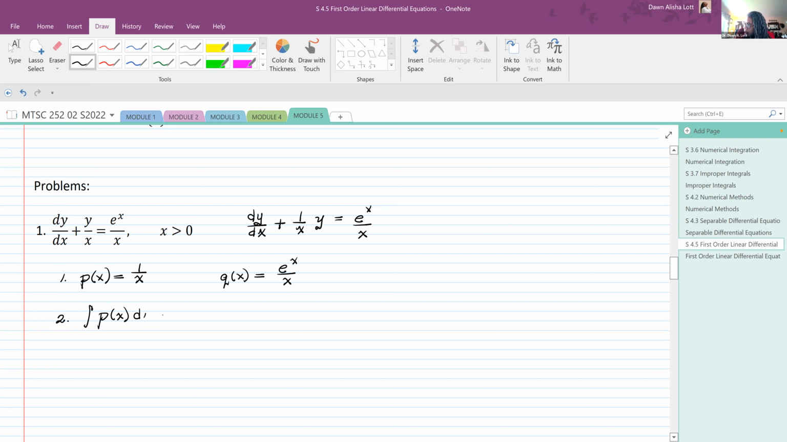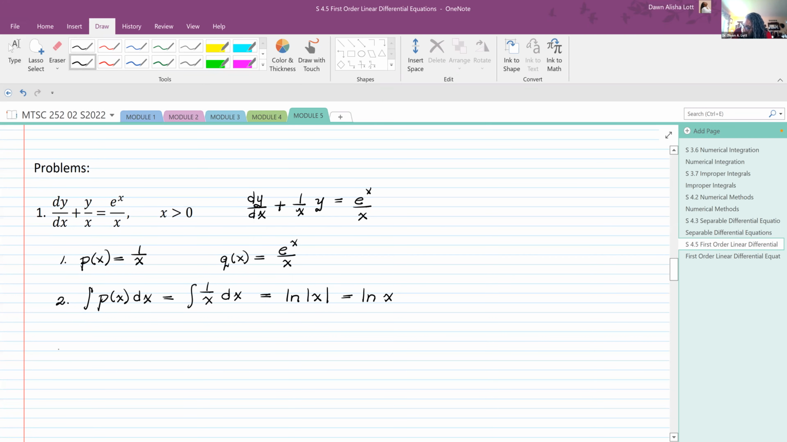The integral of P of x dx is the integral of 1 over x dx. That's the natural log of the absolute value of x. And as I said to you before, at this stage we don't need the constant because the constant falls out of the problem. We only need the constant at the end. They also told us x was positive, so I'm just going to write the natural log of x. So that's the integral of p.